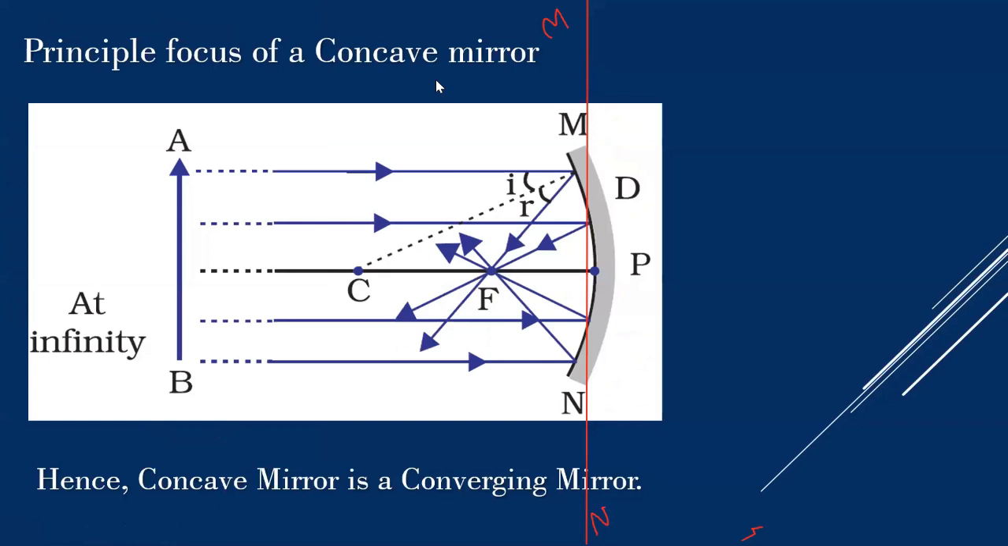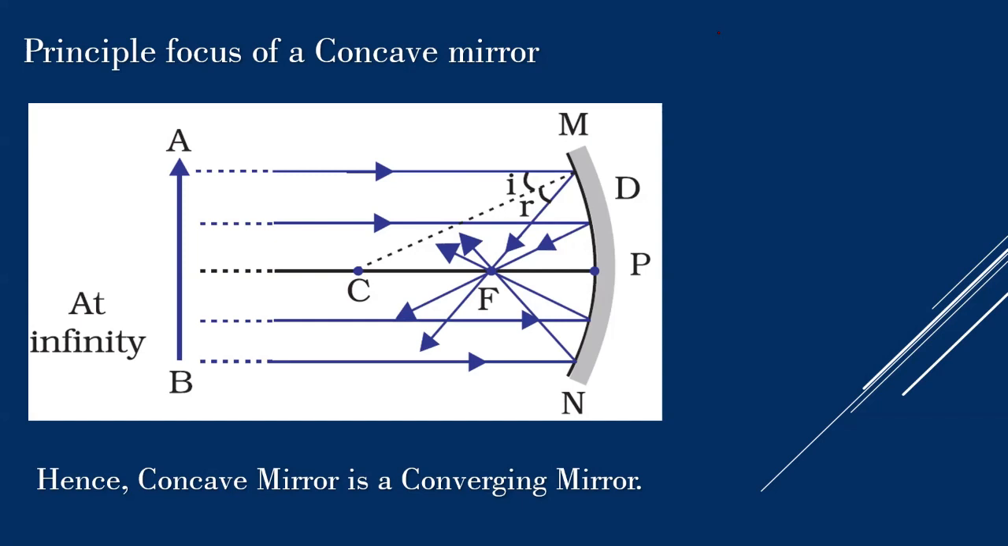Now, principal focus of a concave mirror. If you see, now this object AB is at infinity. If object AB is at infinity, always remember this, whenever the object is at infinity, the rays are always parallel to each other. Whenever you read a sentence that says object is at infinity, always draw parallel light rays coming in. Rays from infinity are always parallel to each other. So if you can see these blue arrows, AB is the object which is at infinity, and parallel rays are coming out from it.